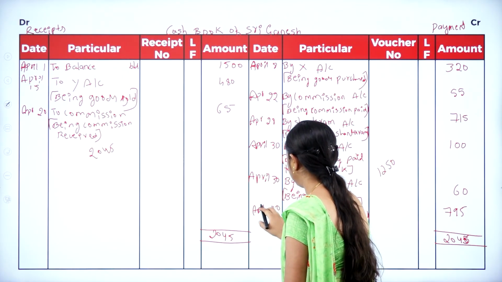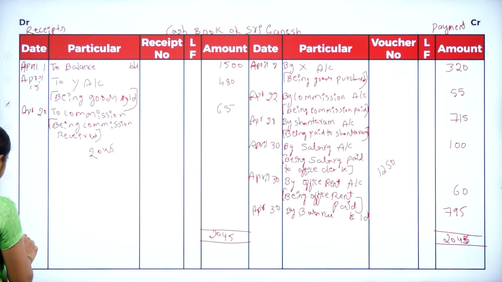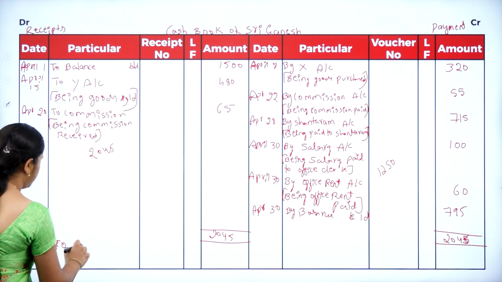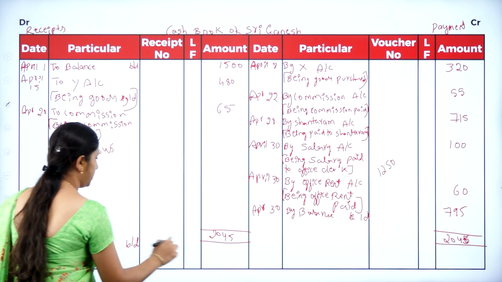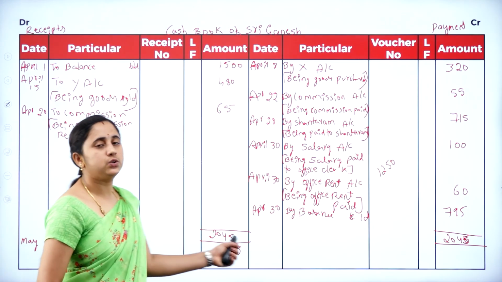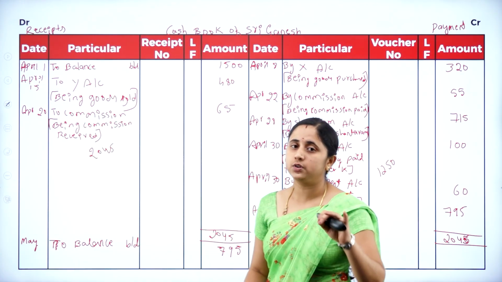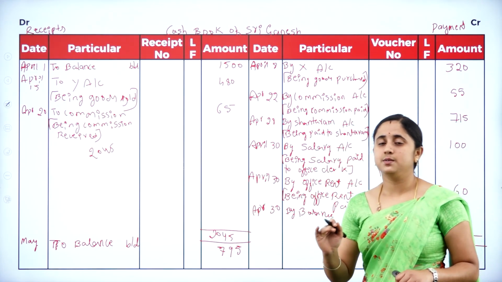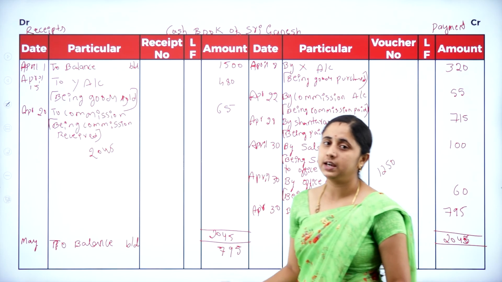April 30th. Then it should be brought down for the next month. To balance brought down 795. Same like ledger, you need to carry down and bring down the difference. So find the difference between the debit and credit. Which side will you get less? So write the difference amount in the credit side as by balance carry down rupees 795. That should be brought down for the next month.